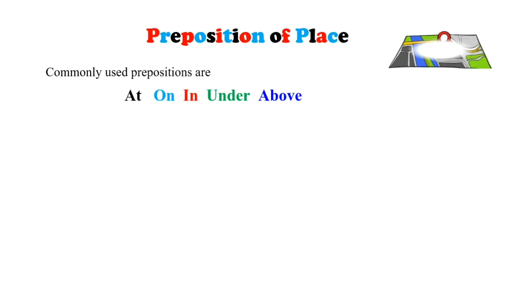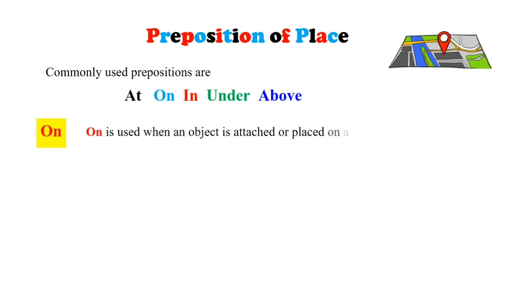Next we will go for on. On is used when an object is attached or placed on a surface. Suppose you take a surface, a tabletop, and something you kept on the table. That means a book is just attached to the table. A book is not far from the table. The book is just attached to the table, where we can use on.